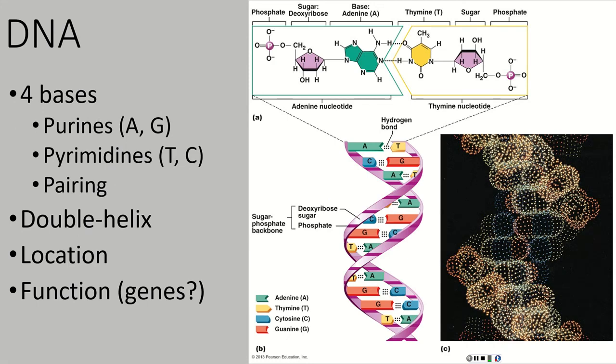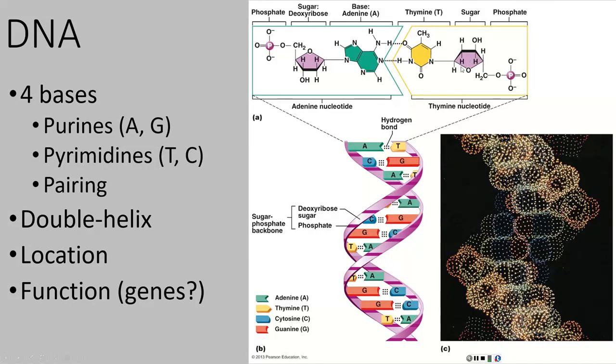So let's look at DNA. DNA is what we see right here. And if we look at the nucleotides, here's a couple of examples. Here we have one nucleotide. Here's our 5-carbon sugar, deoxyribose. On one side, we have a phosphate group. On the other side, we have our nitrogenous base.